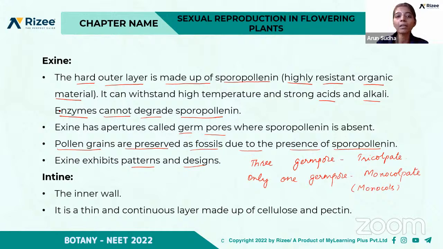Exine is the outer layer of a pollen grain, and the inner layer is called the intine. It is the inner wall. It is a thin, continuous layer which is made up of cellulose and pectin. So it is a thin layer which is present inside.